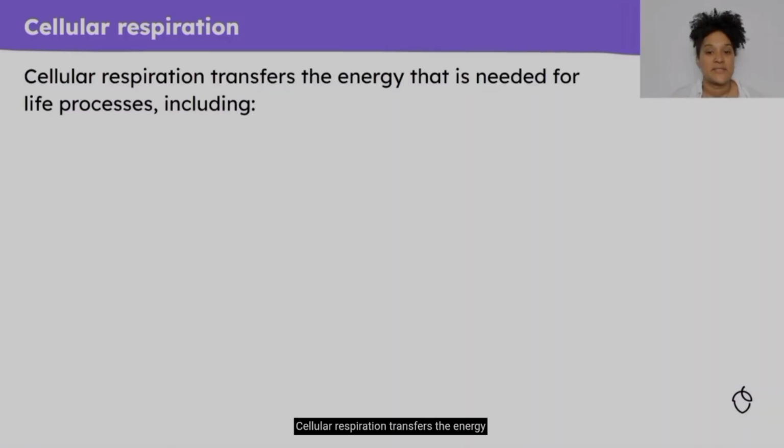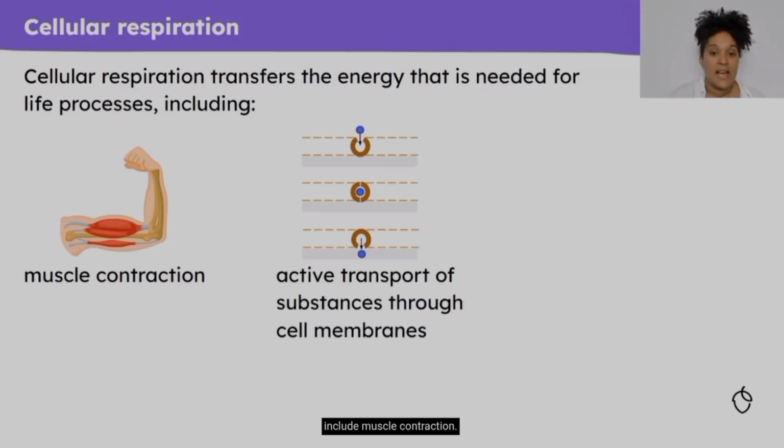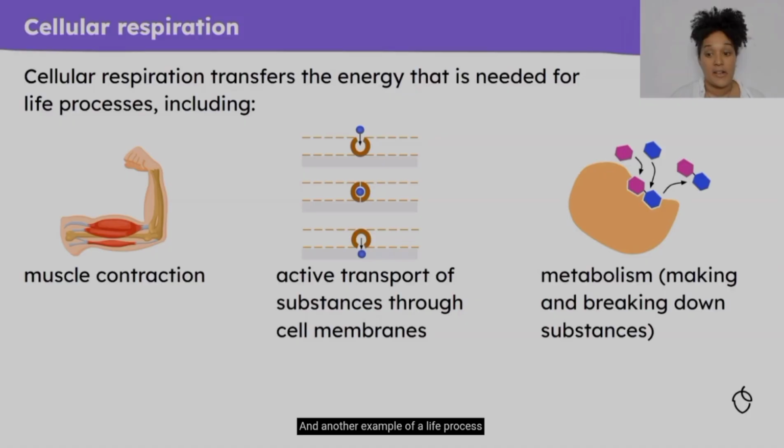Cellular respiration transfers the energy that is needed for life processes. Life processes are the things that happen inside organisms that need to happen in order for that organism to stay alive. So life processes that require energy include muscle contraction, active transport of substances through cell membranes. An example of that is plants use active transport to move minerals in the soil, which are at a low concentration. So it uses active transport to move those minerals into the root where there might be a higher concentration of minerals. And another example of a life process that requires energy is metabolism.